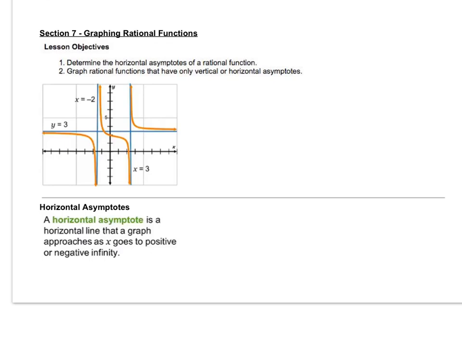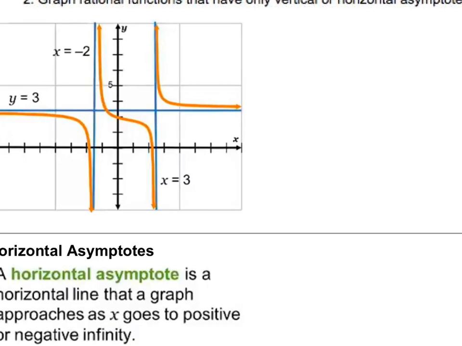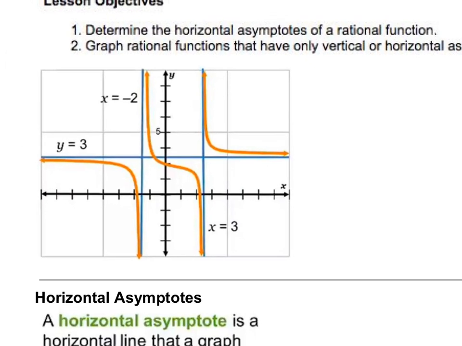Okay, welcome back. This is a section over graphing rational functions. So in the previous unit, we talked about vertical asymptotes. And what I want to talk about today is graphing these, and finding horizontal asymptotes of a rational function, and then graphing these things.